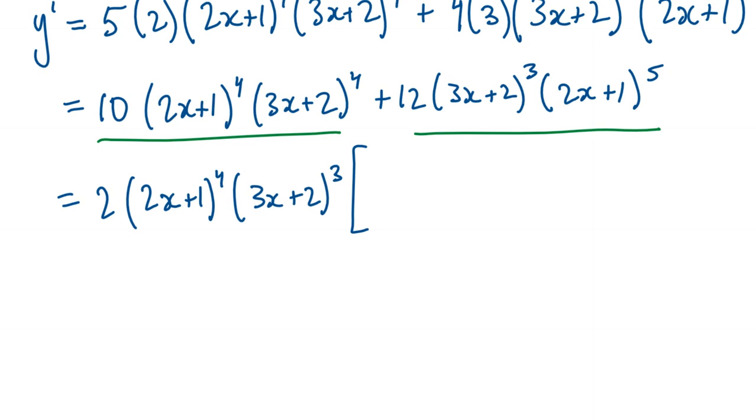So 10 divided by 2 is 5. For this first part, I took out all the 2x plus 1s, so it's gone. Right? You okay? I took out all the 2x plus 1s, so that's gone. But I had 4 3x plus 2s. I only took out 3, so I've got a 3x plus 2 left. Plus, 12 divided by 2 is 6. All the 3x plus 2s are gone. I've got 1 2x plus 1 left.